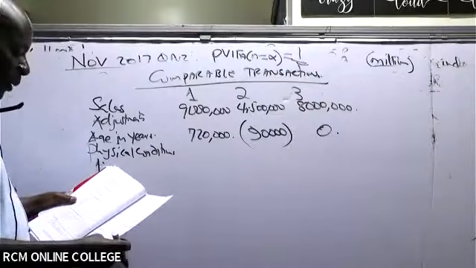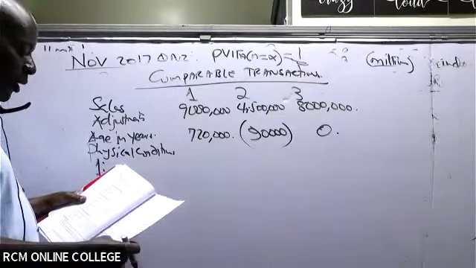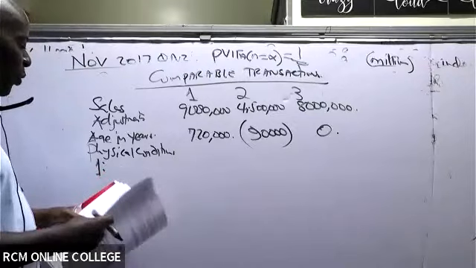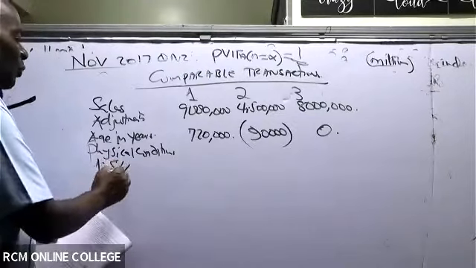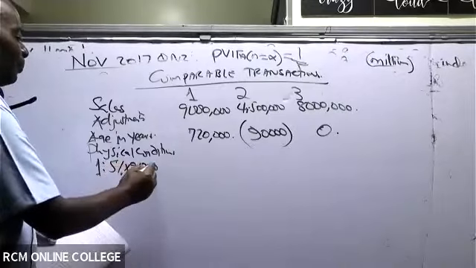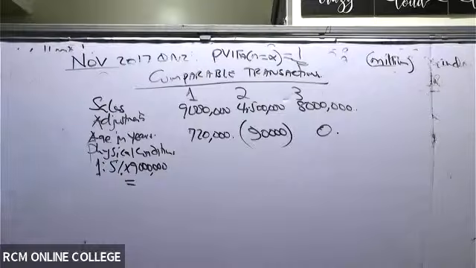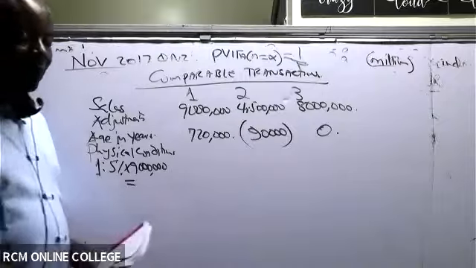Property 1, remember, is good. If you look at that table, physical condition, property 1 is good. And for good, we're giving it 5%. So 5% of 9 million. Are you able to give me this figure? 5% of 9 million. Please give me this figure.